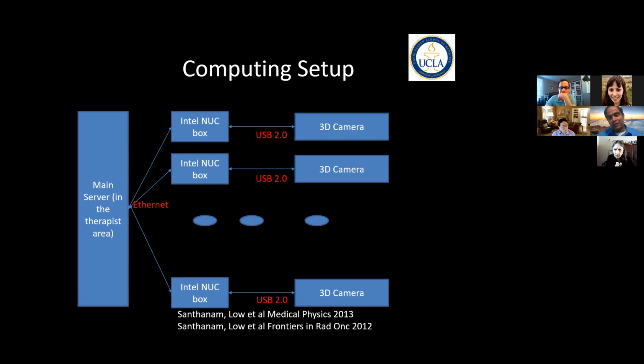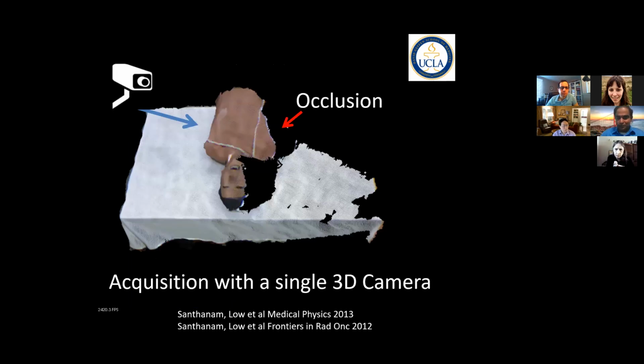Once the NUC boxes collect all the data sets, they have a specific high-speed internet connection through which they push all the data into the main server. The main server then stitches all the data and comes up with an integrated image.